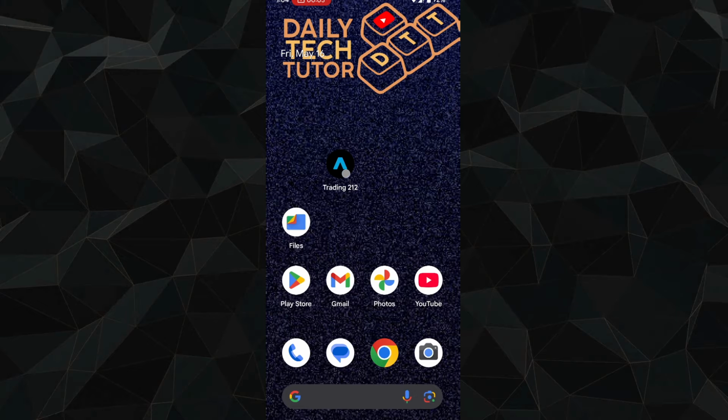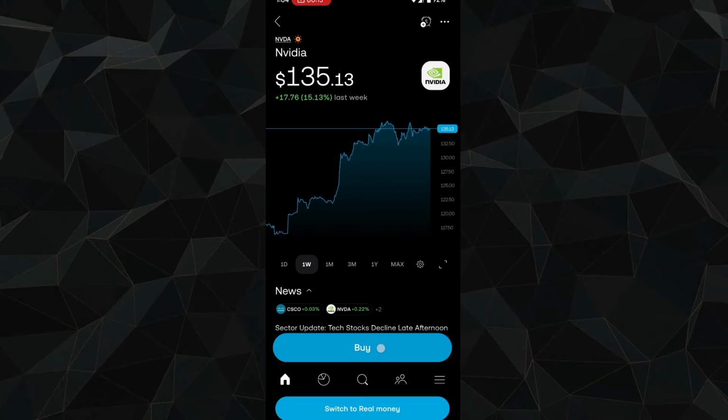So if you're looking to trade US stocks beyond regular market hours, here's how you can do it. First, open the Trading 212 app and navigate to the Invest or ISA account section. Ensure you're viewing a US stock listed on the New York Stock Exchange or NASDAQ.